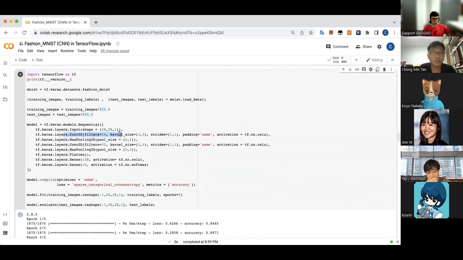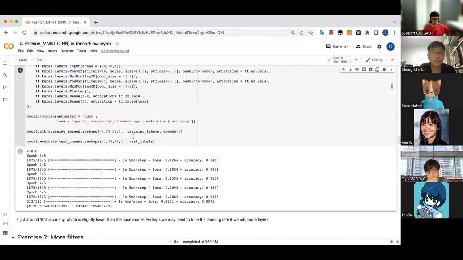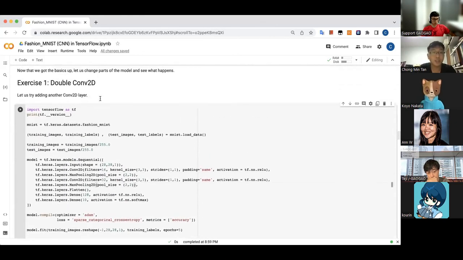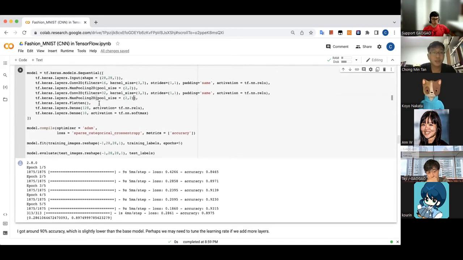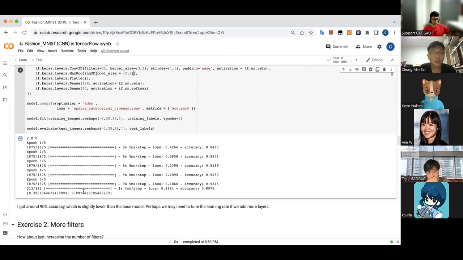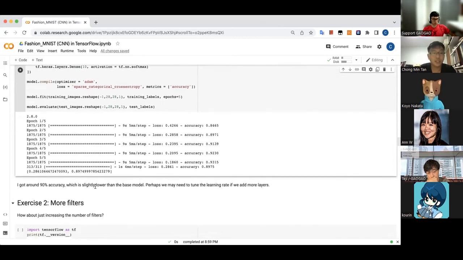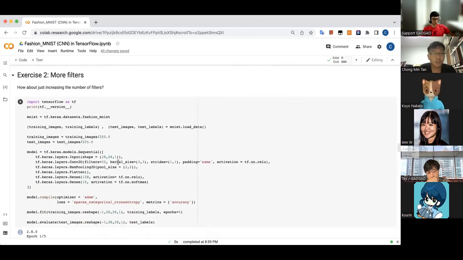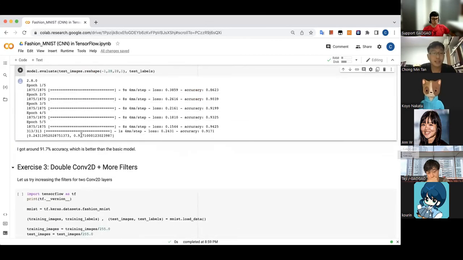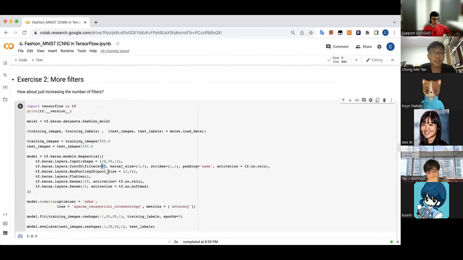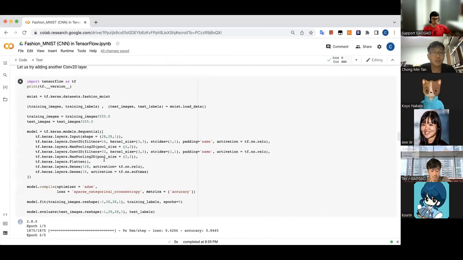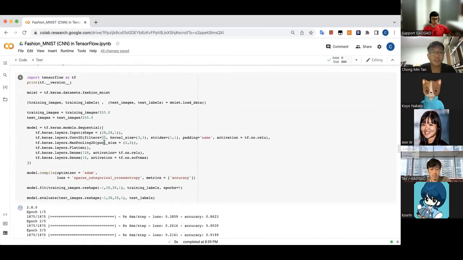Can we add more Conv2D layers and improve our performance? The answer is yes. Actually, no, not really, because using just one more extra Conv2D without changing anything else didn't really get the accuracy needed. We can add more filters. More filters means we increase the number of filters in the first layer. And yeah, it got 91.7. So it may be that the number of filters in the first layer was not sufficient to capture all the information needed. So you can toggle these parameters as well.